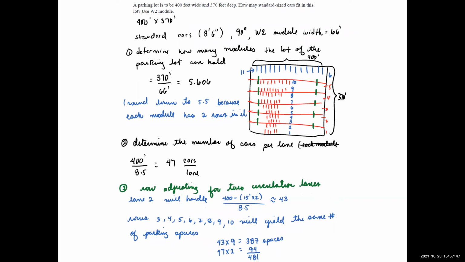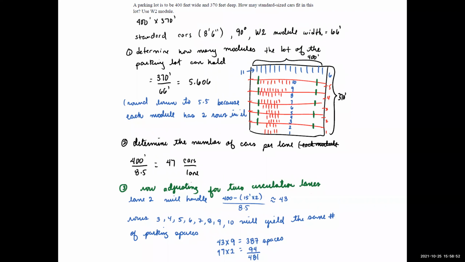We want to accommodate those circulation lanes, and that will affect modules 1, 2, 3, 4, and 5. So adjusting for those 2 circulation lanes, the circulation lane dimensions will be 15 feet. We have to have 2, so it's 15 times 2, which is 30. We subtract those 30 feet from the 400, which is the width of our parking space, and divide that by 8.5, so we get about 43 parking spaces per lane where the circulation lanes are needed. Adjusting for those rows 3, 4, 5, 6, 7, 8, 9, 10 will yield the same number of parking spaces. They all will hold only 43.